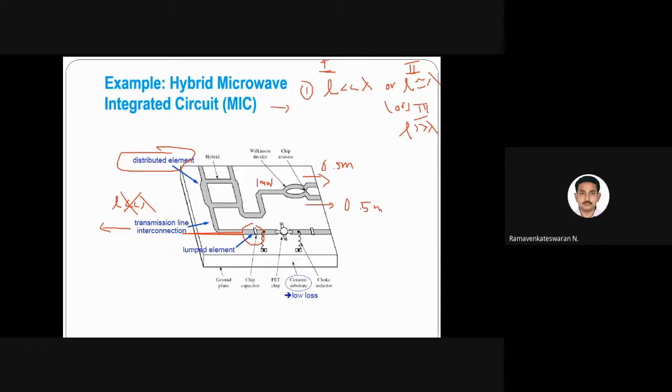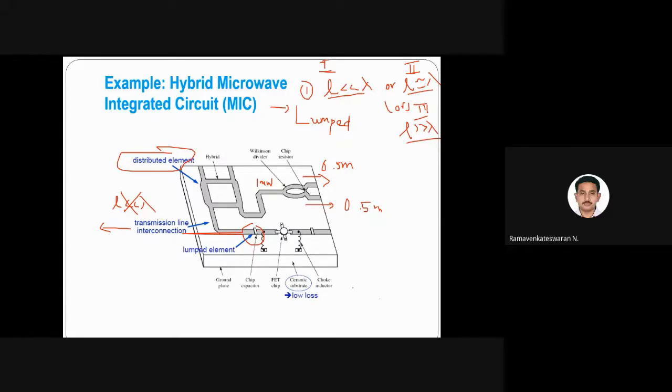This is for lumped element. My handwriting is not good because I'm using a mouse, so excuse me for that, because I cannot write it fully. So probably I can share it on the other screen. So what is the condition for lumped elements? Either first, second, or third: L is very small compared to the wavelength, or L is comparable to the wavelength, or L is very high, greater than the wavelength. Okay, so put it in the chat.